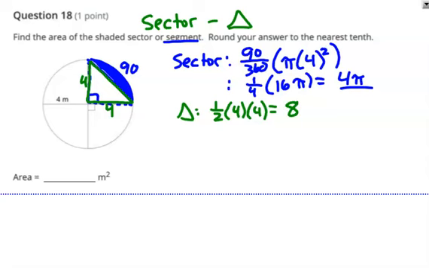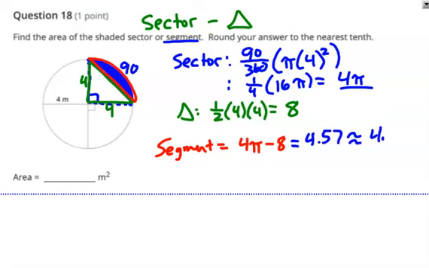Okay, so the exact answer for the segment, which is what we want, the colored in part, this part right here, it's 4 pi, the whole slice of pizza, minus 8, which is the triangle, and that gives you kind of just the crust. Okay, we want to round to the nearest tenth, so we're going to type it all in one step, 4 pi minus 8, and this gives you 4.57. To the nearest tenth, that's 4.6 square meters.